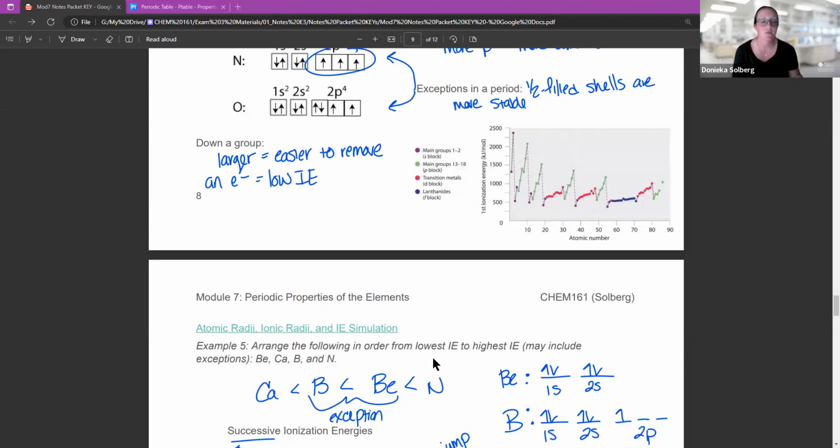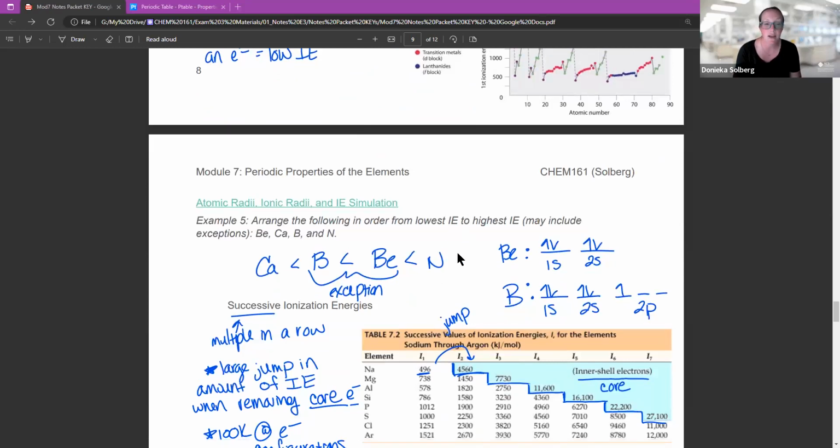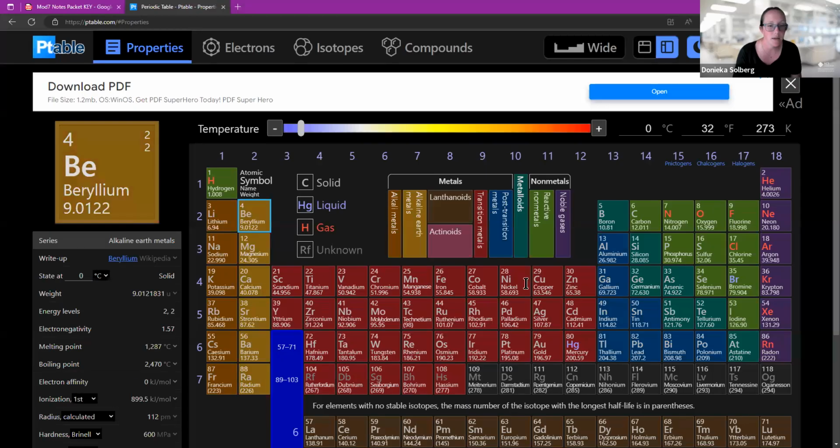Okay, so it says arrange the following in order from lowest ionization energy to highest ionization energy. It may include exceptions. So if I want you to remember that there are exceptions, I'm going to tell you. And really, ionization energy is the only one that you need to know the exceptions for. Okay, so I gave you Be, Ca, B, and N. I'm going to pull up my periodic table again. N, B, and Be are all in the same period, and Ca is down here.